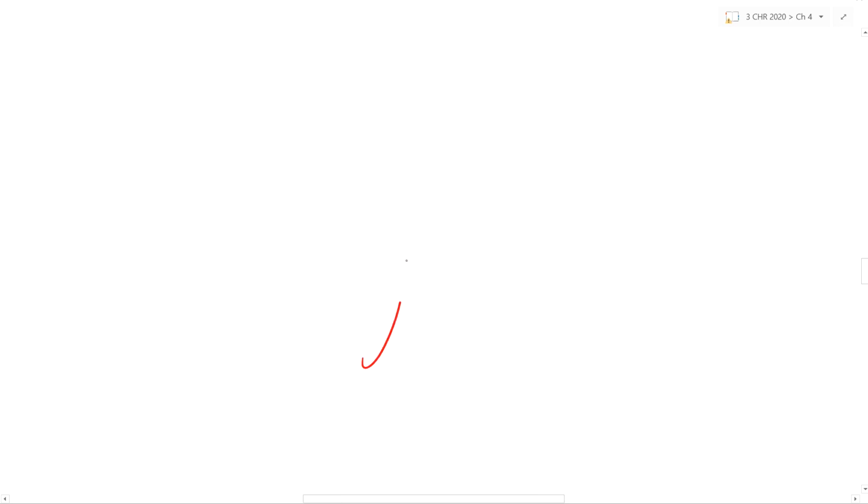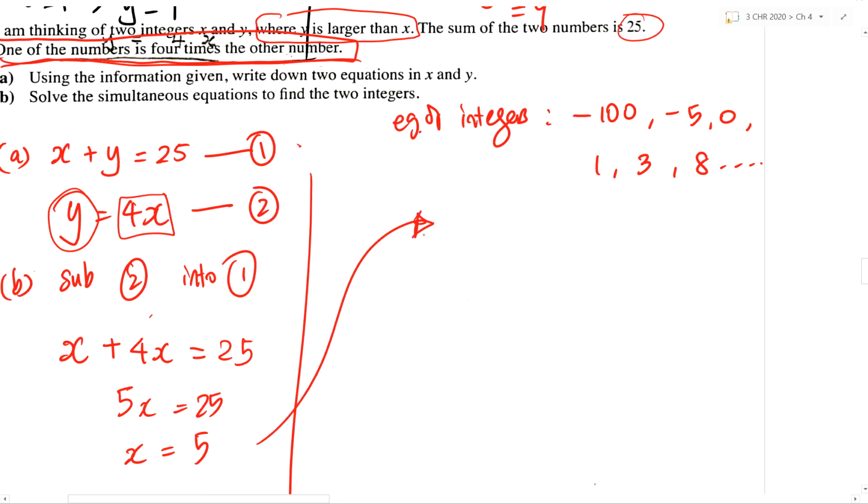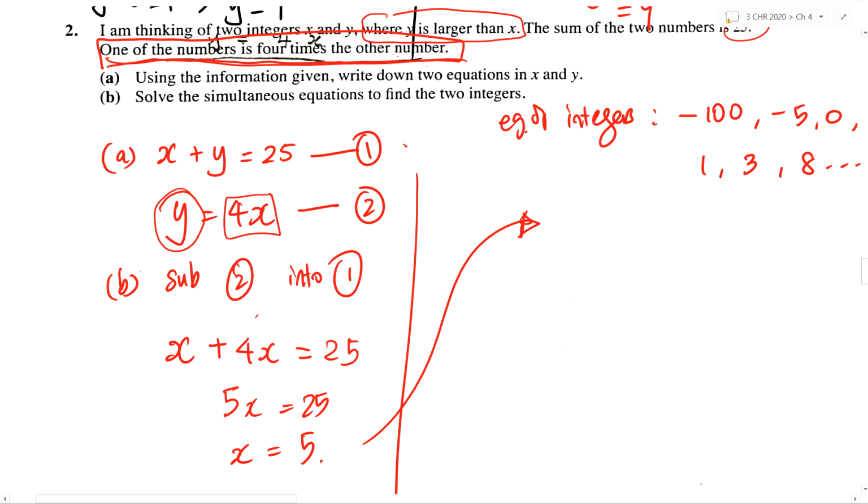Good. I'll continue over here. If X is equal to 5, what should I substitute this into? Into equation number 1? You sure? It will work, definitely will work, and you will get a correct answer. But there's something easier. Equation 2 is a bit easier because it already has Y equals to something. If I substitute into equation number 1, I will have 5 plus something equals to 25. So you need one more step, which is Y equals to 20. Whereas if we substitute into equation number 2, we have Y equals to 4 times 5, which is 20 straight away. So it's a bit easier.